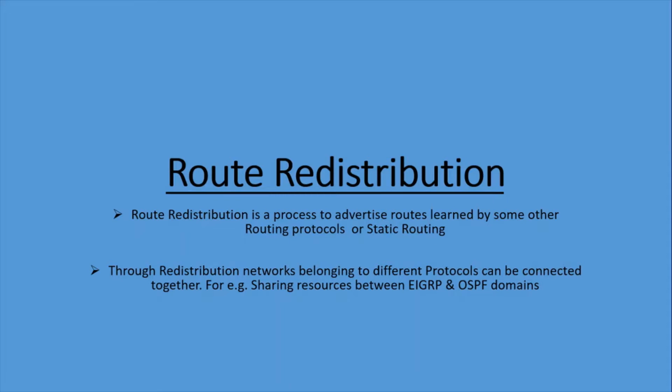Today I'm going to talk about route redistribution. What is route redistribution all about? It is a process to advertise routes learned by some other routing protocols or static routing. It means if you want to connect two different routing protocols, say EIGRP and OSPF, in order to share resources between them, then you have to inject routes of EIGRP into OSPF and OSPF into EIGRP. So that is route redistribution.